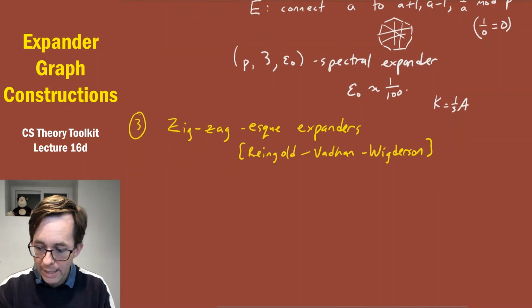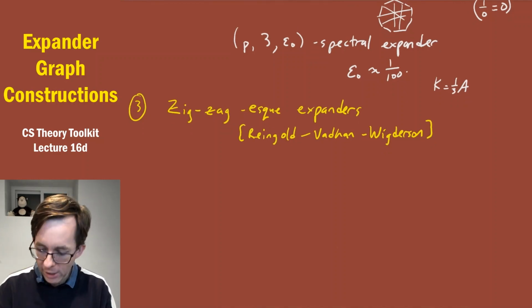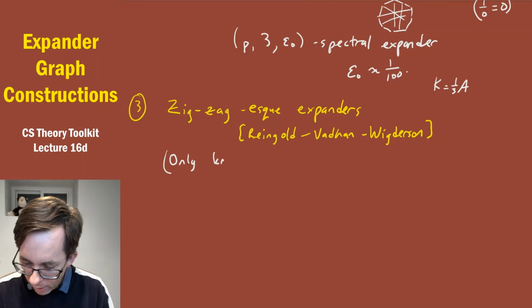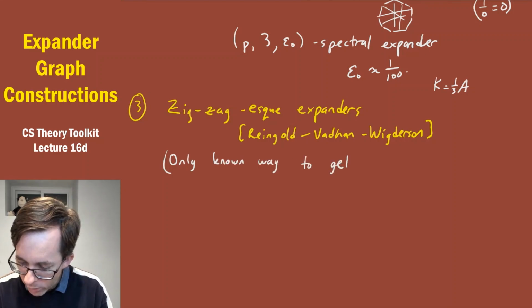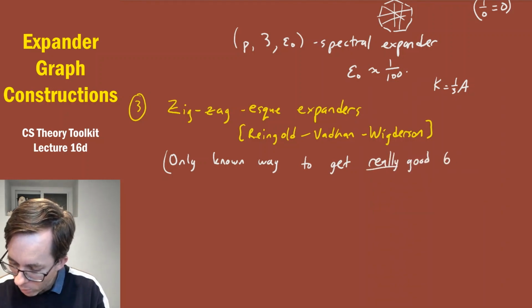And one more key aspect of this zigzag style of expander graphs is that these are the only known way to get those really good bipartite expander graphs that we use in the applications. Well, we only really needed it for the coding application.